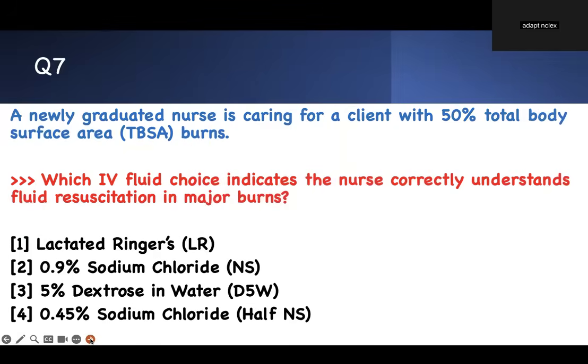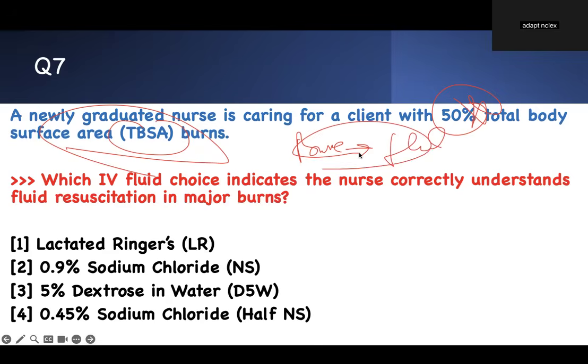A newly graduated nurse is caring for a client with 50% total body surface area burn. Which IV fluid indicates the nurse correctly understands fluid resuscitation in major burn? All I'm saying is, what fluid do you give? You're going to give a patient who burned himself. This can all be written into words. Burn fluid. That's all. Which fluid do you use in the burn patient? Lactated Ringer, normal saline, D5W, and that.